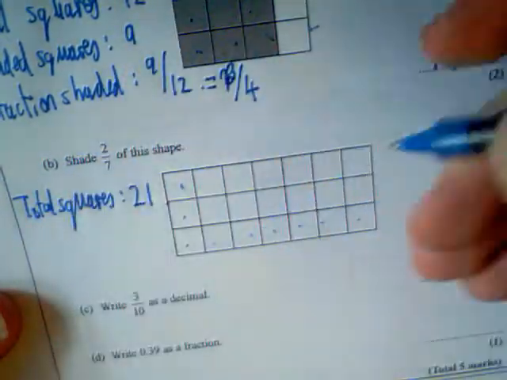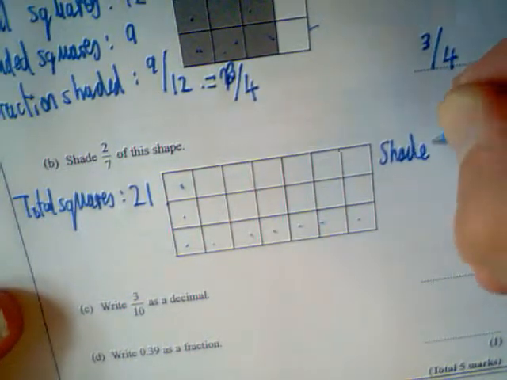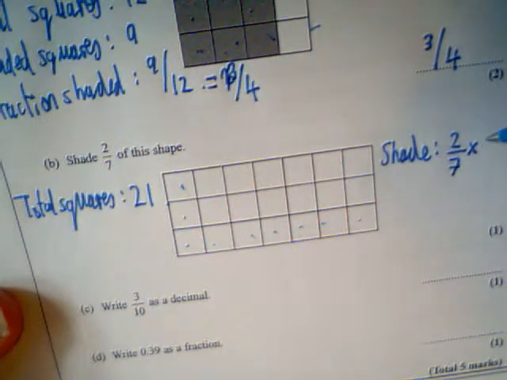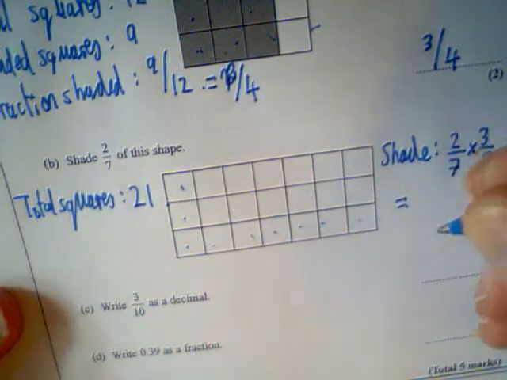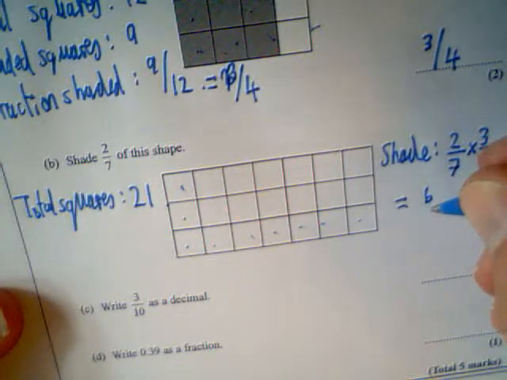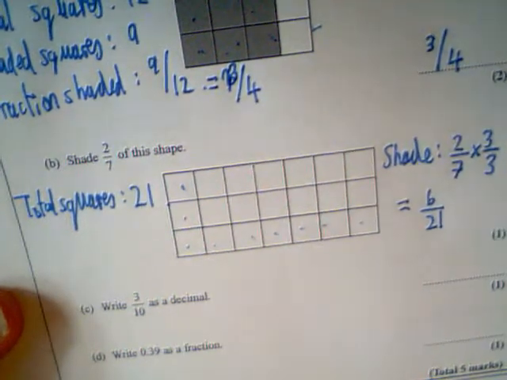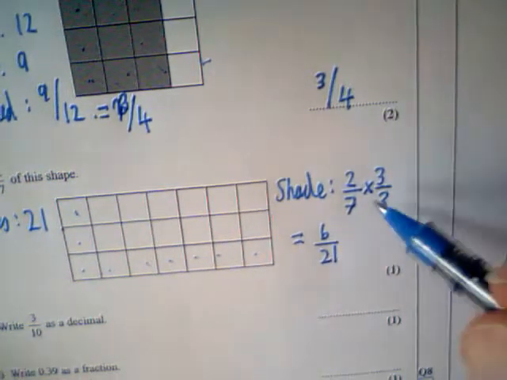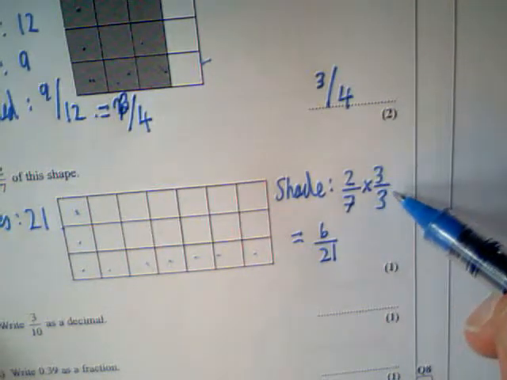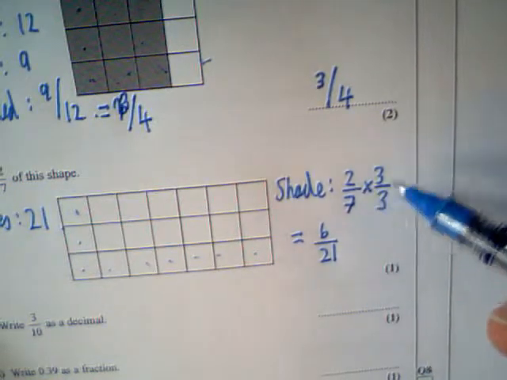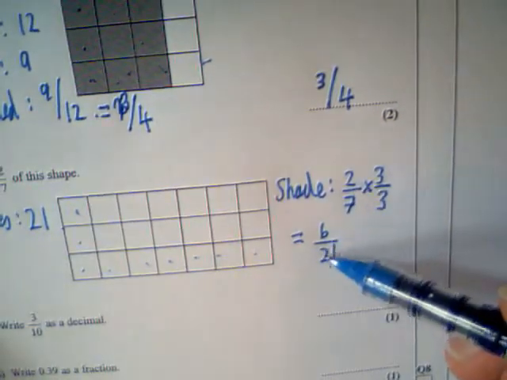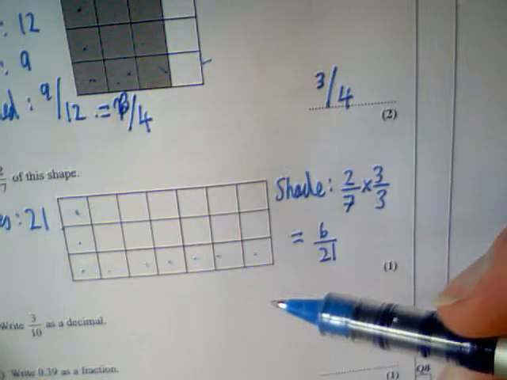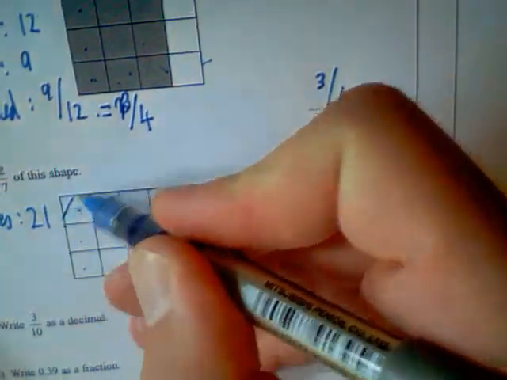So essentially we want to, same as saying, shade 2 over 7 times it by 3 over 3, which is the same as 6 over 21. Can you see what I've done there? Simply, all I've done is I've times this by 3 divided by 3 is 1, so I'm not changing the value of the fraction itself, I'm just putting it in the form of the number of squares. So then we just shade 6 over 21.